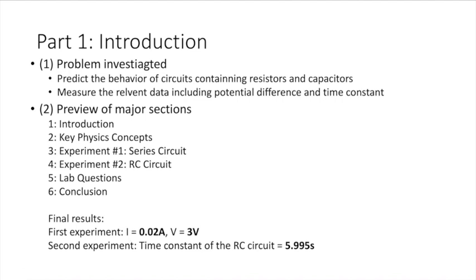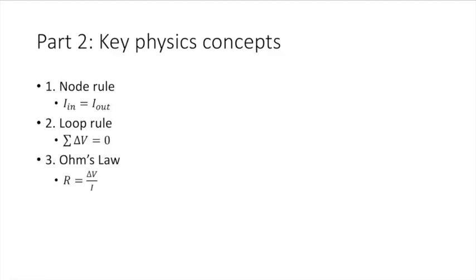From the first experiment, current equals 0.02 A and voltage equals 3 volts. And from the second experiment, the time constant equals 5.95 seconds.